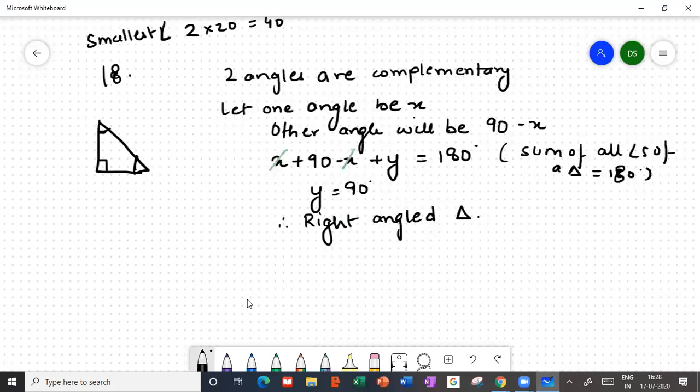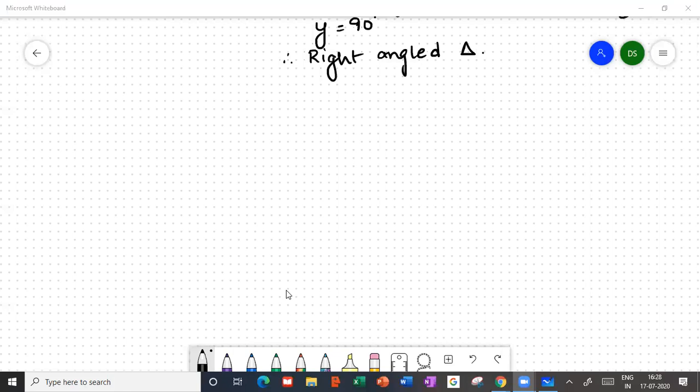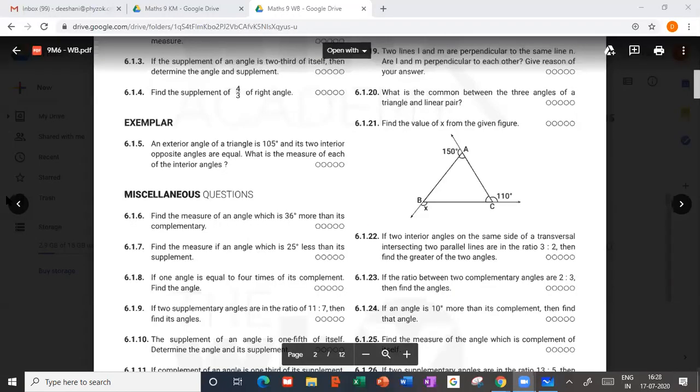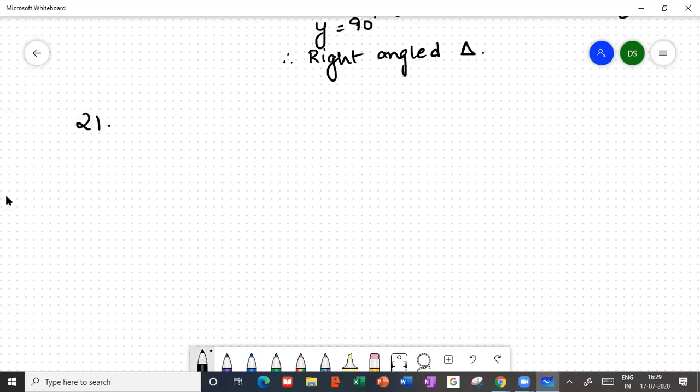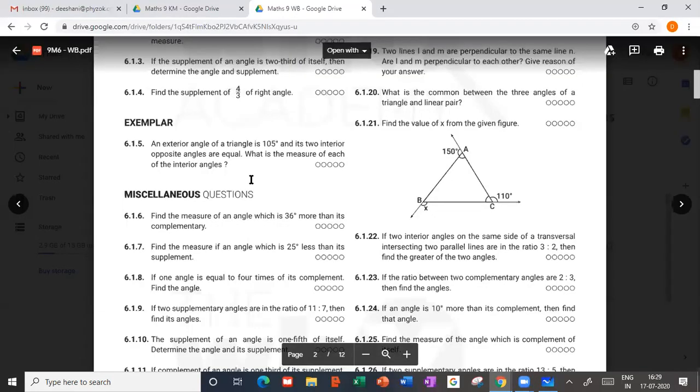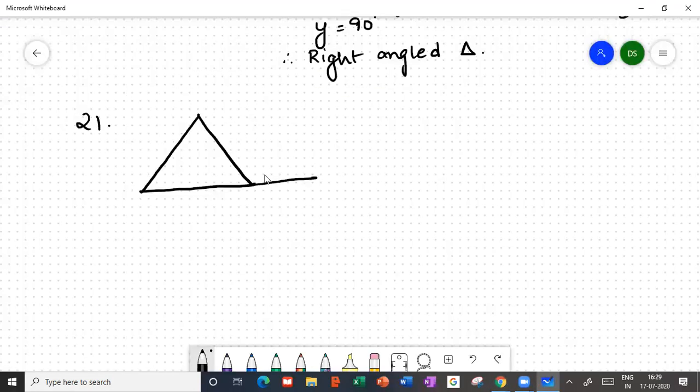So, let me just write it. For the 21st one, let me draw the figure. It's a triangle with 100 and so on.